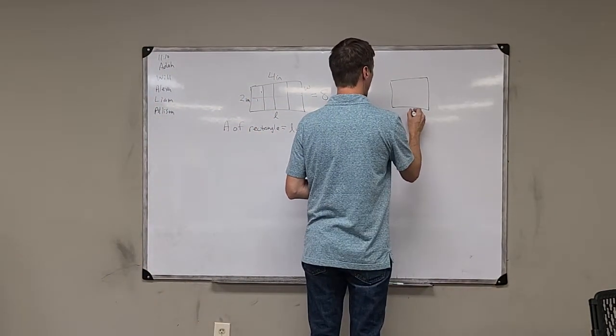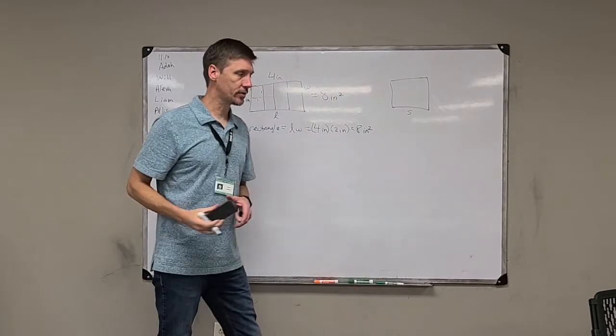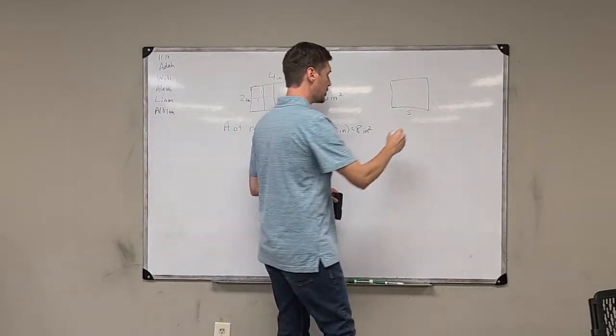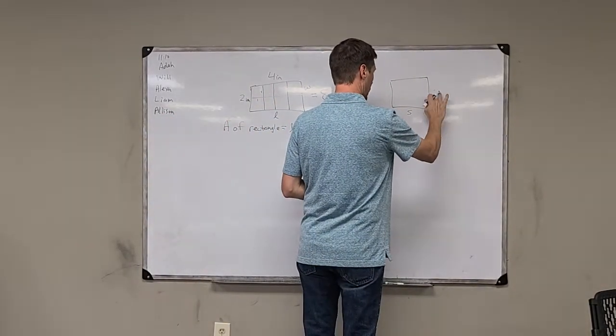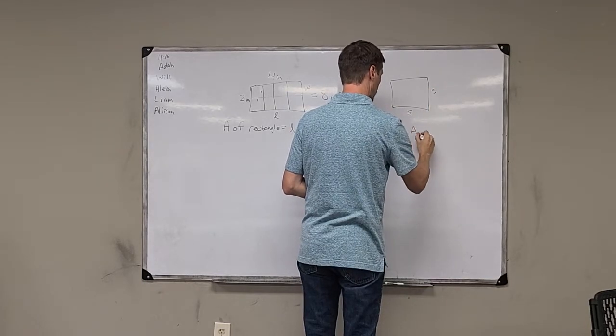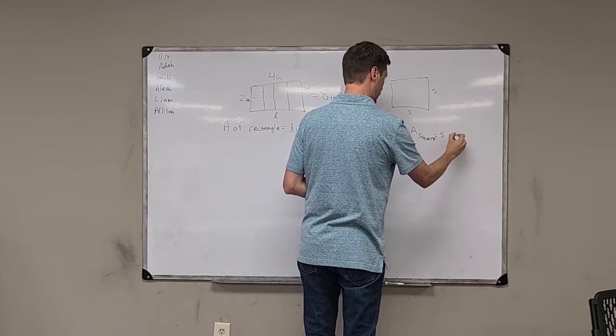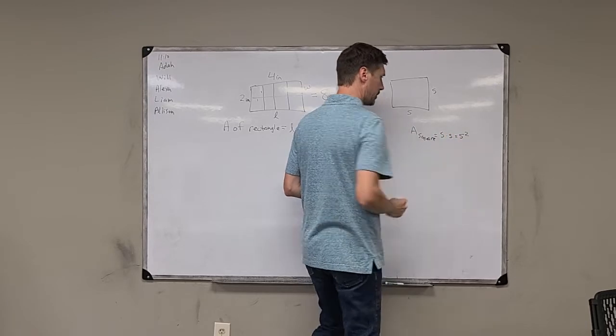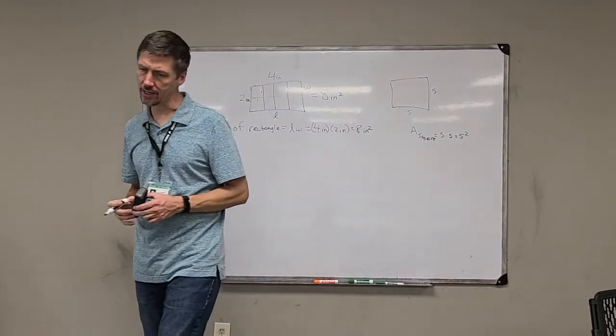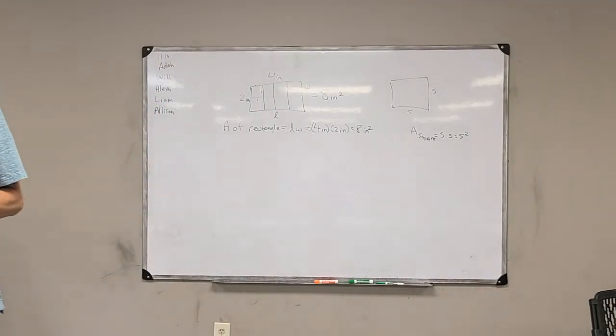So for a square, we can just say the length of this side is S, and so that's obviously the length of this side as well. And so the area of a square is S times S, and S times S is just S squared. So we can just think about the length of the side squared is the area for a square.